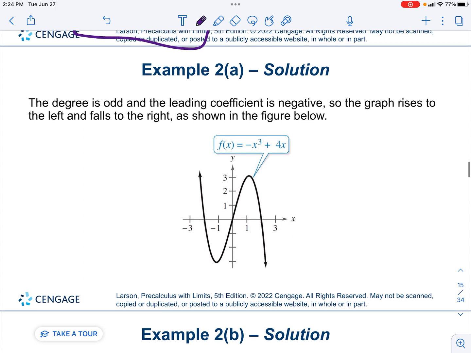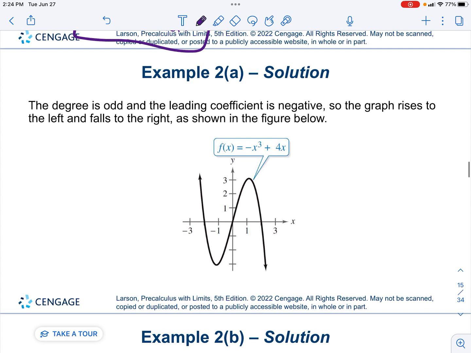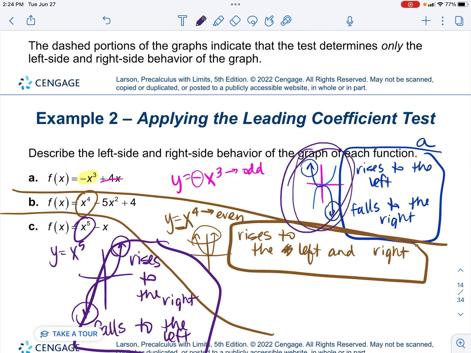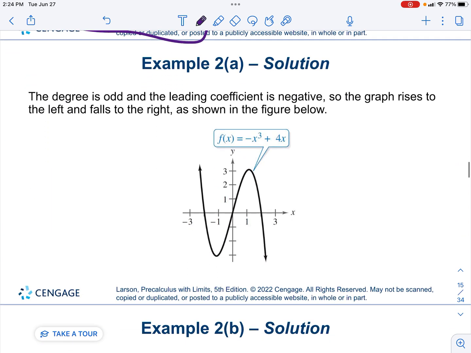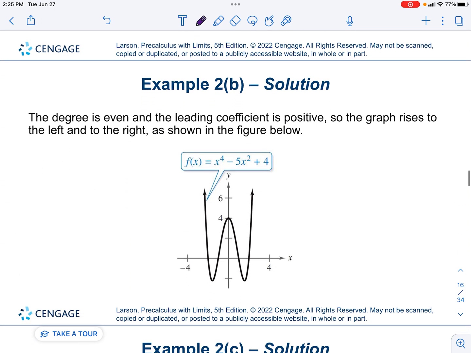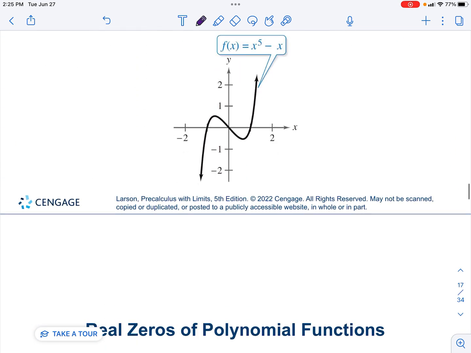Here is a graph of the exact function, so you can see that we were right with my really rough sketch. Here is what we're looking at with an exact graph, and the behavior falling and rising on the left and right. There's part B. There's part C.